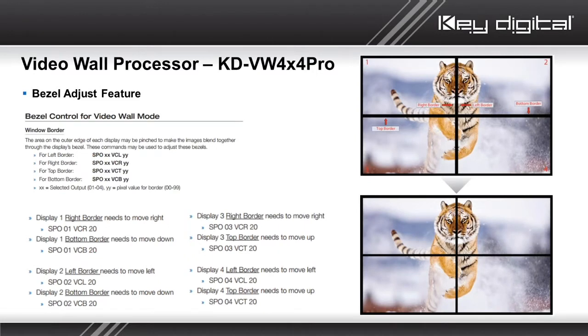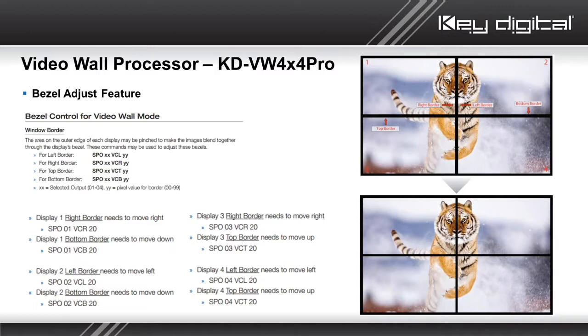To do that, again, it's an RS-232 or TCP/IP command, and you can see all four monitors can be adjusted, all four corners. And that's per mode, in fact. So if you ever do have a scenario where you are toggling modes, you're actually able to have bezel adjust settings per mode.